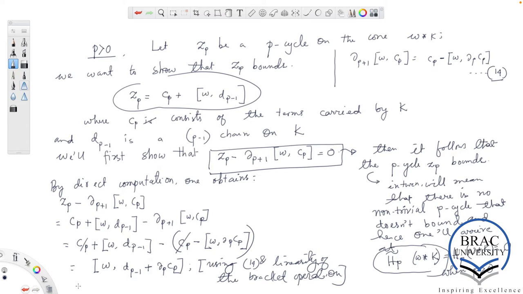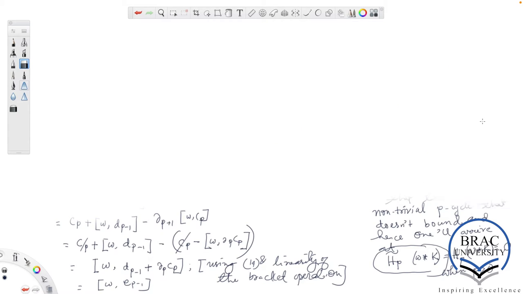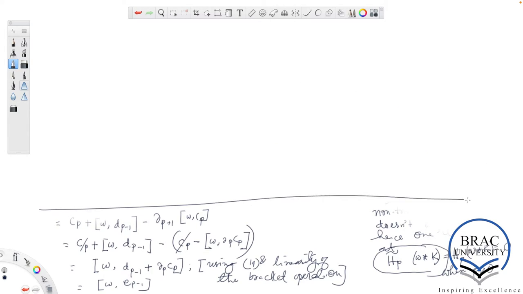And we write it as W comma E sub P minus 1. Let me erase this front part, where E sub P minus 1 is taken to be equal to D sub P minus 1 plus del P CP, a P minus 1 chain on K. A P minus 1 chain on the base of the cone K. Okay.